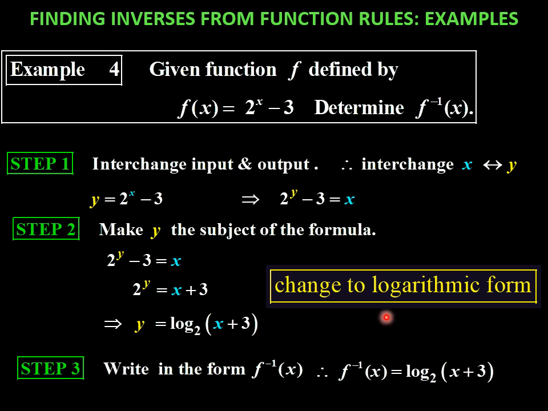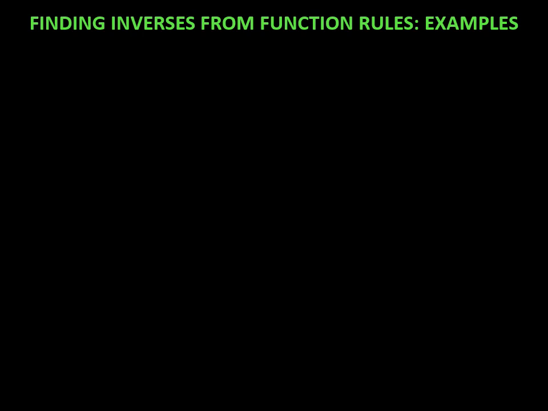And let's just compare that. We were subtracting 3, and the inverse rule had plus 3. There we have an exponent, and the inverse rule has logarithm there. But the base is 2, and that base still remains 2. Let's look at one more example.